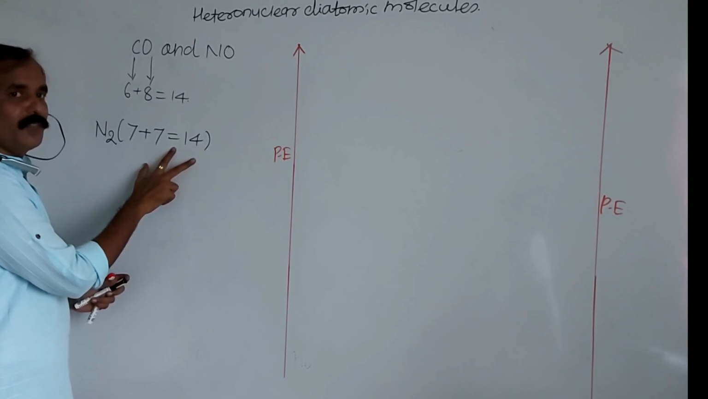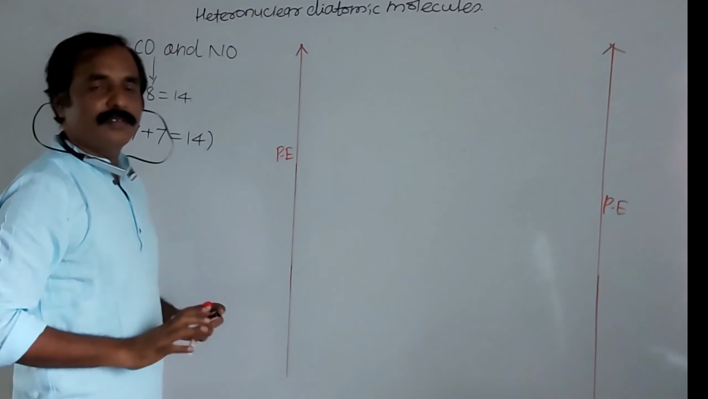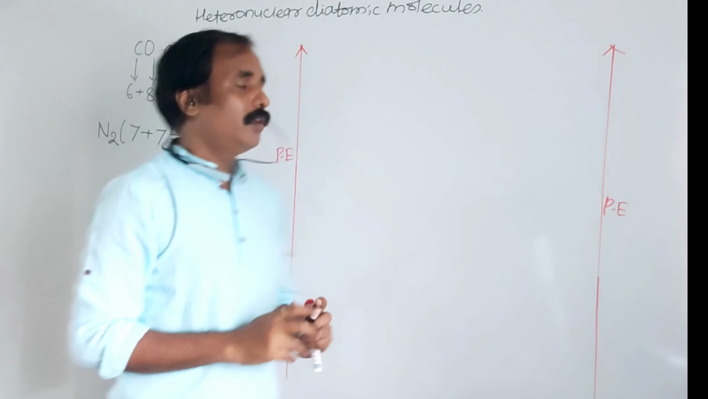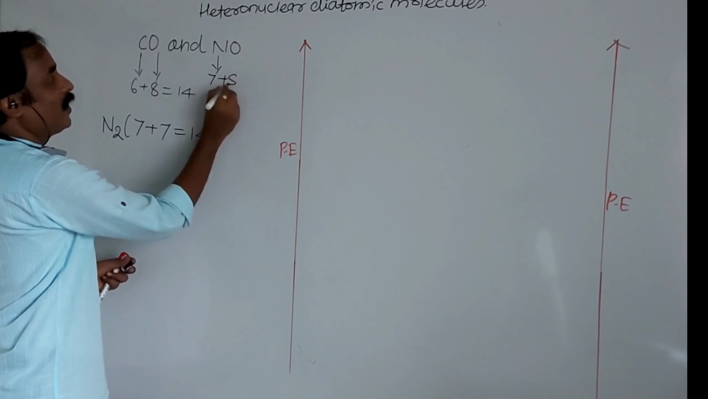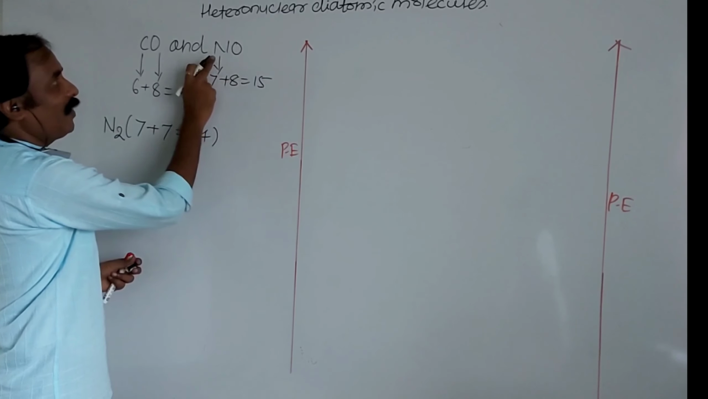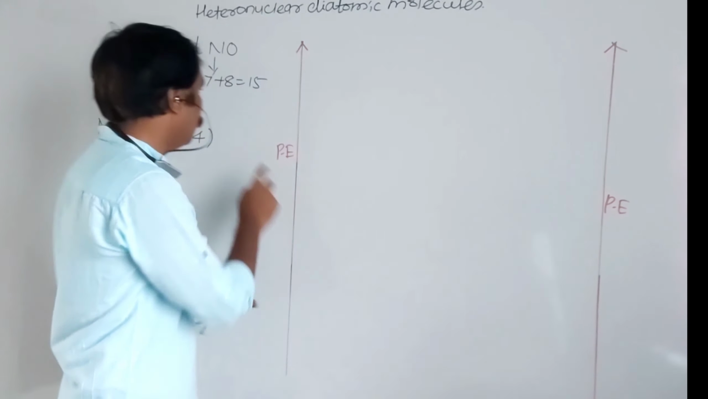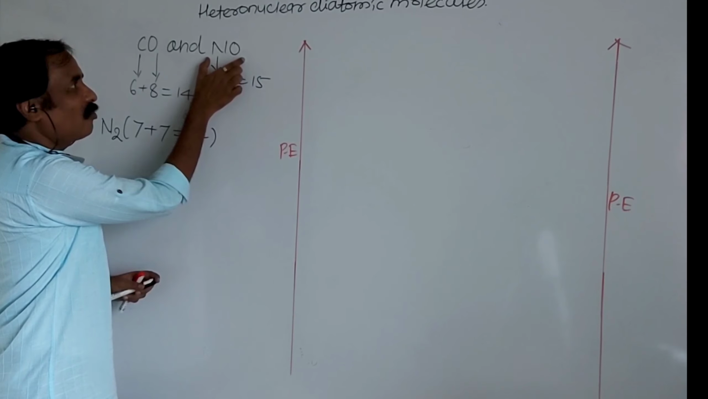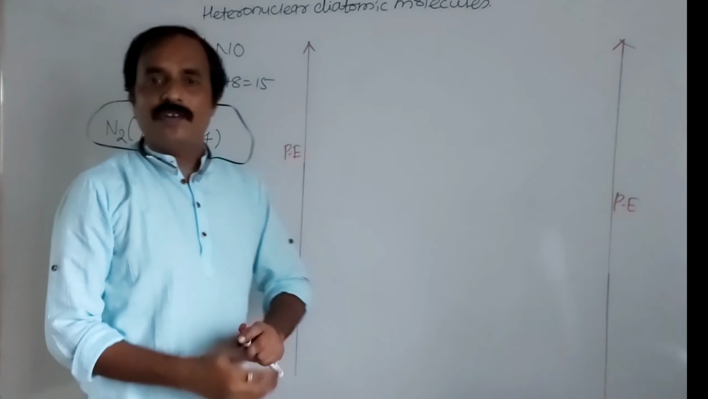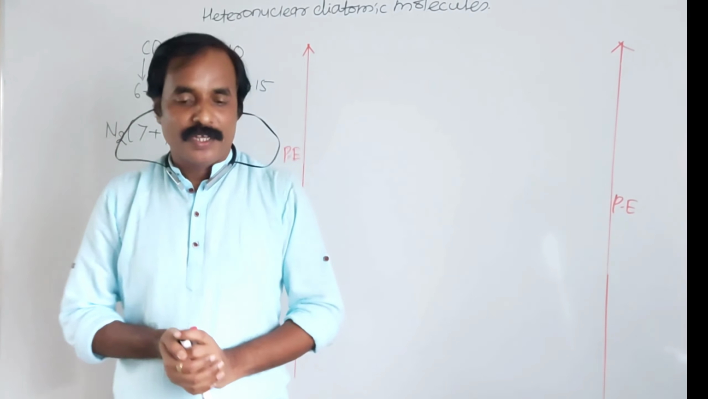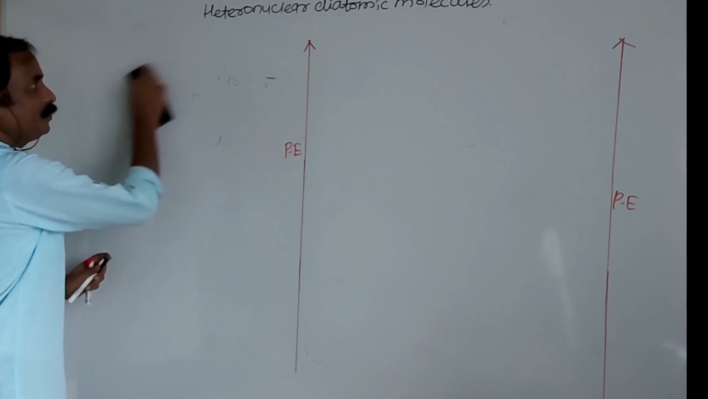That is why here we have to follow the light order for carbon monoxide. Now in the case of nitric oxide, here 7 plus 8 is 15, and the addition of atomic numbers of nitrogen and oxygen is greater than that of the nitrogen molecule. That is why in the case of nitric oxide, we have to follow the order of heavy elements. In the case of carbon monoxide, we follow the order of light elements. So the first example, I will take carbon monoxide.